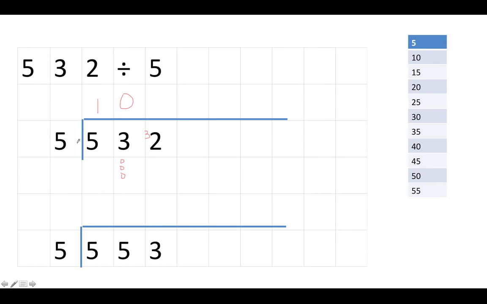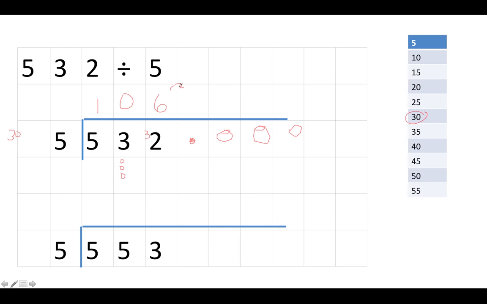32 divided by 5. Well, if I look along here, the highest I can go without going over is 30. So I'm going to use 30. 30 divided by 5 is 6, and now I've got a remainder of 2. But rather than just saying 106 remainder 2, I'm going to put a decimal point in and put some zeros on the end, doesn't matter how many.